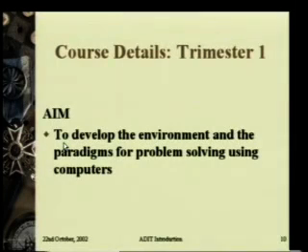Now let us look into some of the course specific details of ADIT which you are going to have in the first trimester. Now what do we have in the first trimester? What is the basic objective of the first trimester? Let us go through the basic aim of the first trimester, and that is to develop the environment and the paradigms for problem solving using computers.